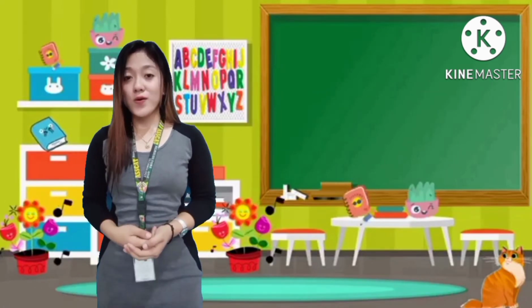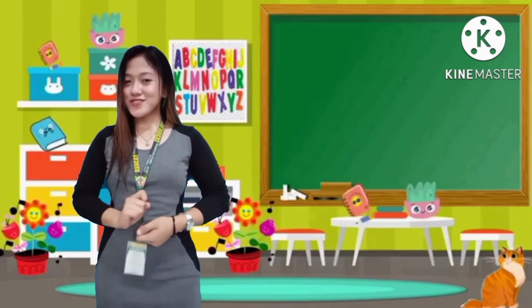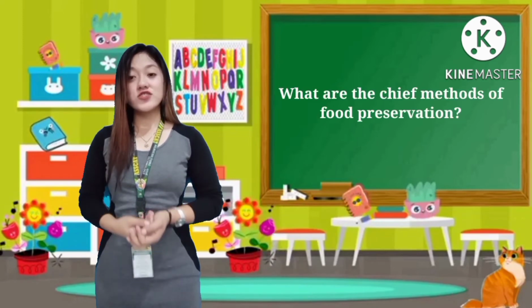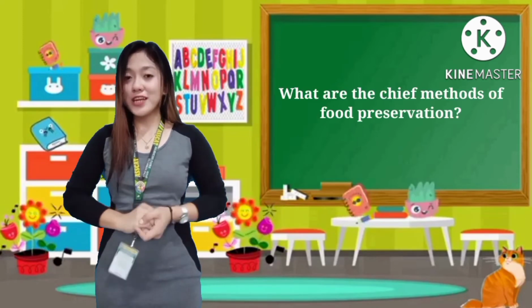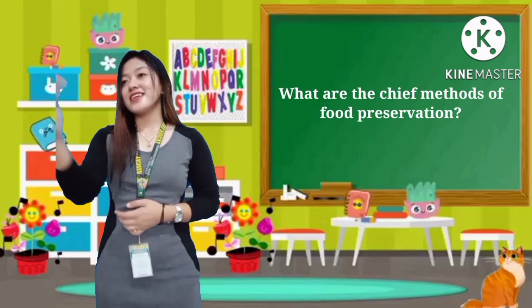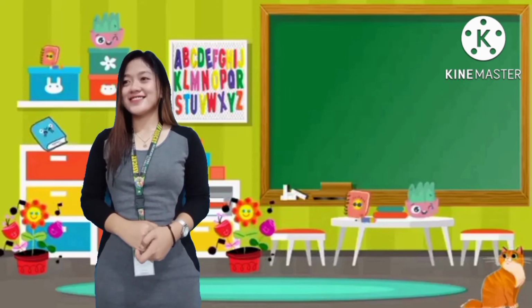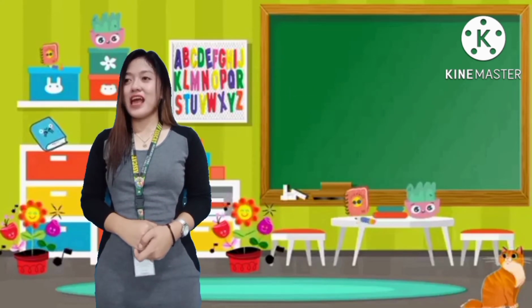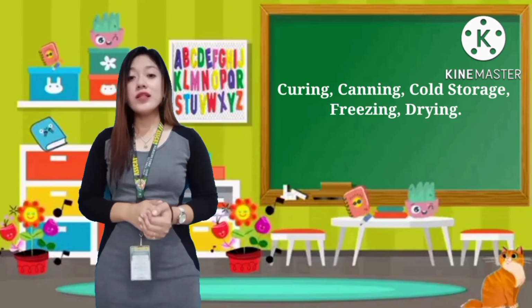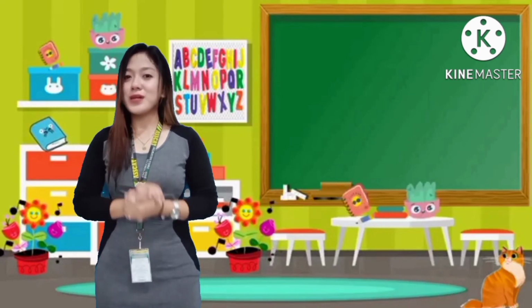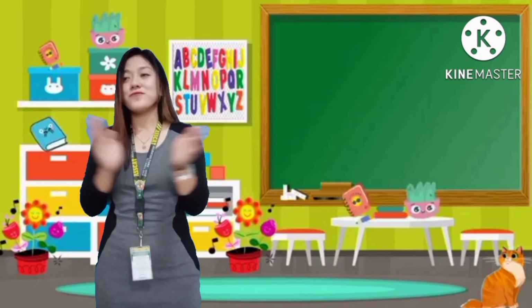Very good. So now, let's go to our last question. What are the chief methods of food preservation? Yes, John? Curing, canning, cold storage, freezing, drying. Very good. So now, let's give them a 5 claps. 1, 2, 3, 4, 5.